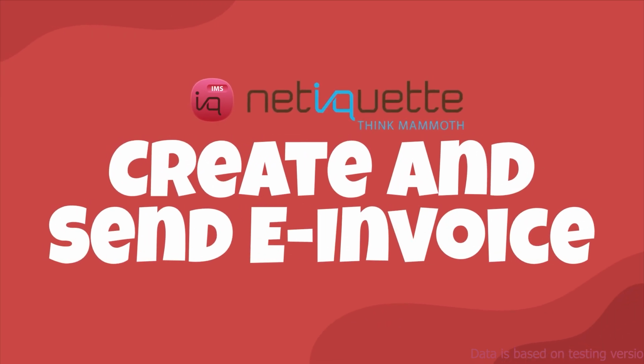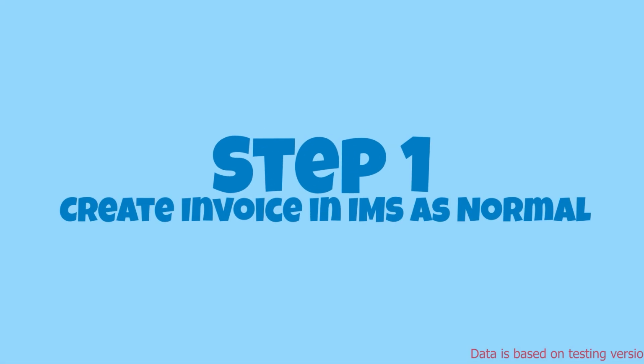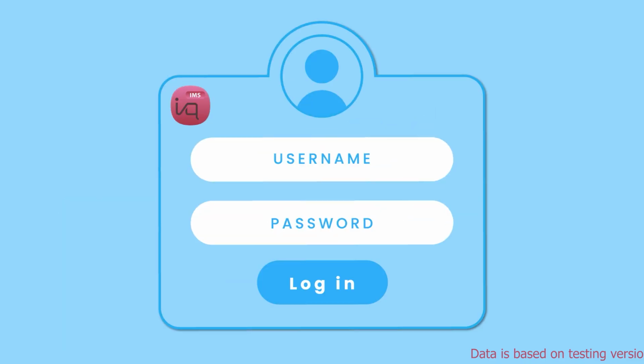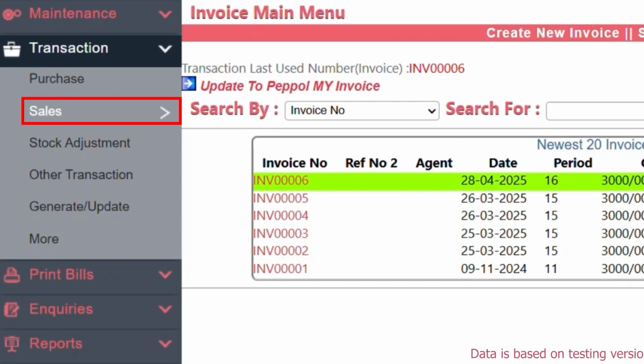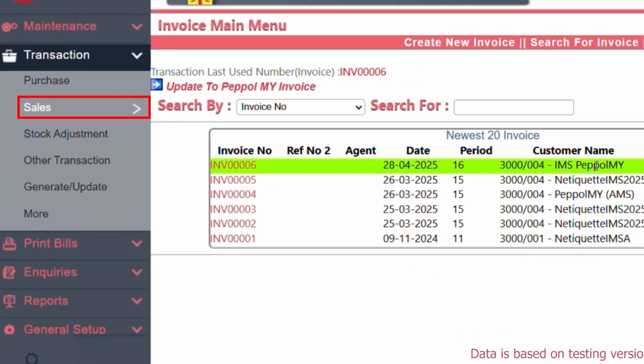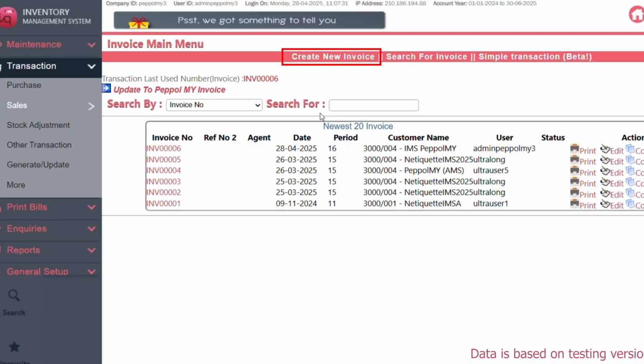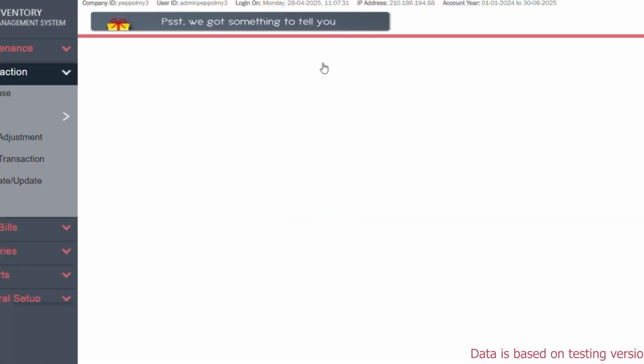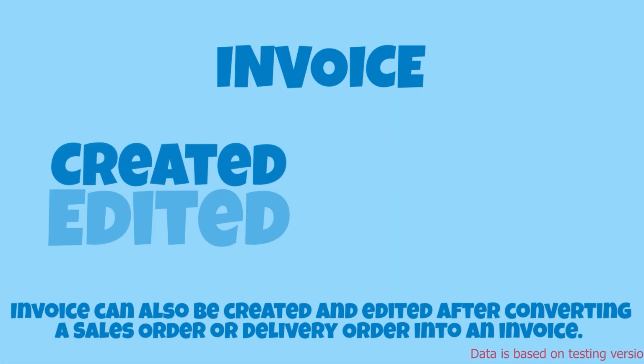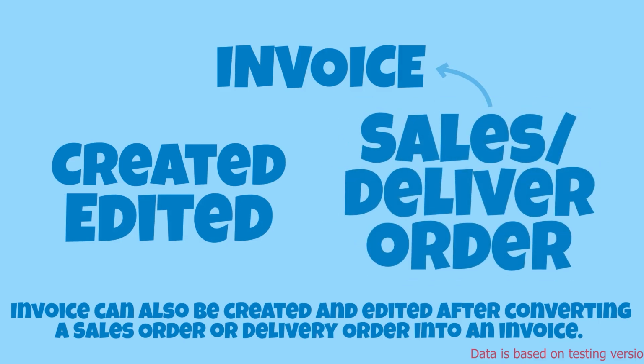Create and send e-invoice. Step 1. Create invoice in IMS as normal. Log in to your IMS account. Go to the Sales module from the left-hand menu. Click on Invoice. Press the Create New Invoice button. Note: an invoice can also be created and edited after converting a sales order or delivery order into an invoice.